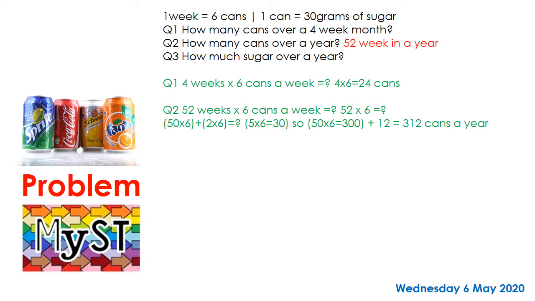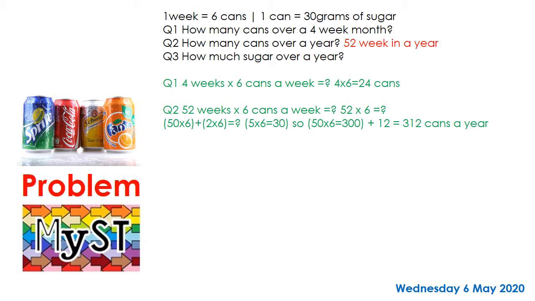Next question, how many cans over a year? Now, because we know that there's 52 weeks in a year, we know the question is, for every one of those weeks, they drink 6 cans. So the question is 52 times 6. We use our big idea and we break it up into 50 times 6 and 2 times 6. We know that 5 times 6 is 30, so 50 times 6 must be 300. It's called place value shift. I'll talk about that one later on in the class.